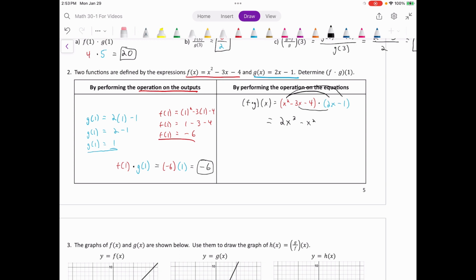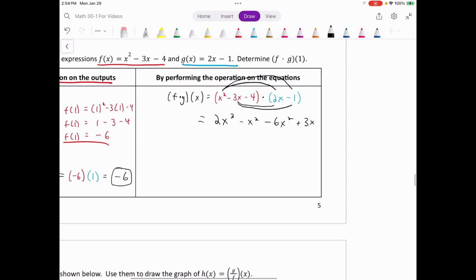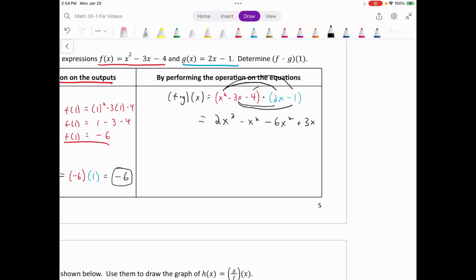Negative 3x has to get multiplied by 2x. That's going to be, well, negative 3 times 2 is negative 6, and then the x times x part simplifies to x squared. And then negative 3x times negative 1, a negative times a negative is a positive, so I'm going to have positive 3x. Lastly, the negative 4 has to get multiplied by the 2x, so that's negative 8x, and negative 4 times negative 1 is positive 4. Negative times a negative is a positive.